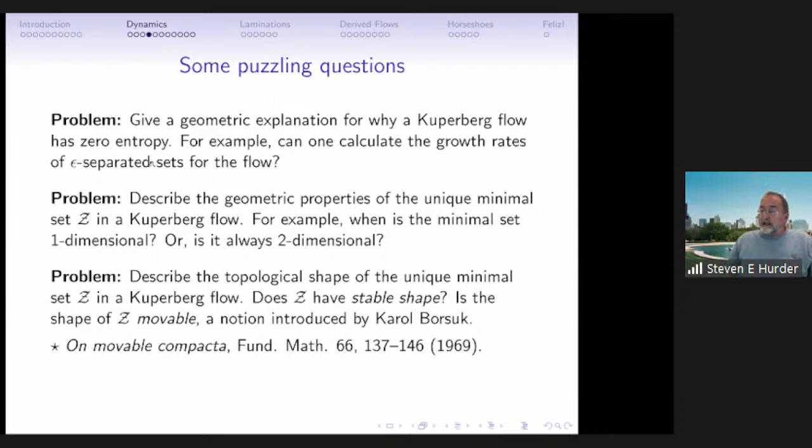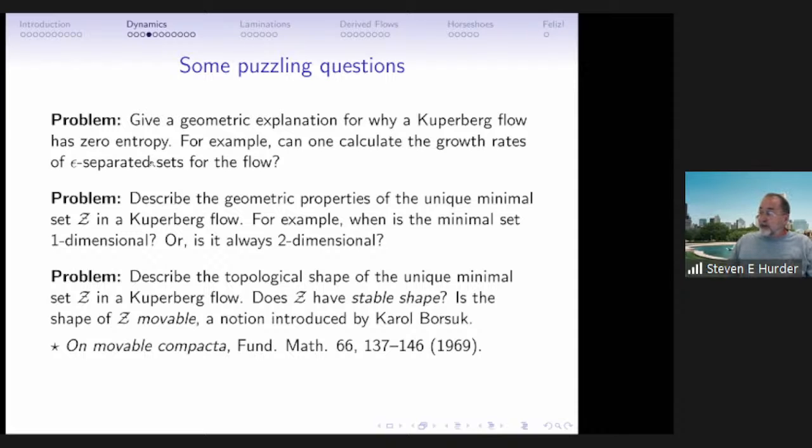So when you look at this, you can ask, what is going on? I know Katok says there's no entropy because there's no periodic orbits, because there's no hyperbolicity. But why is the entropy zero? Meaning, if you think of entropy as counting the growth rates of separated sets, can you count this growth rate for these aperiodic flows? Sounds like a hard problem. It is, but it's naive. And so you wonder, can you actually do that? Well, we'll see.